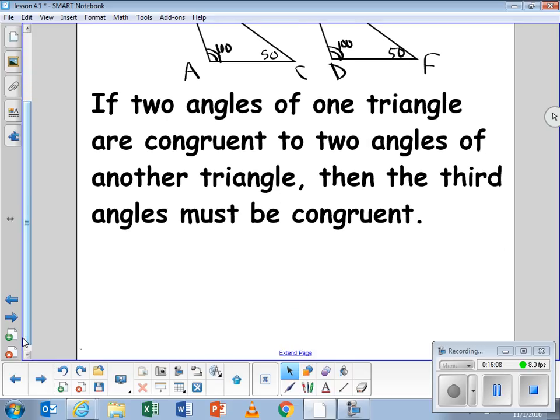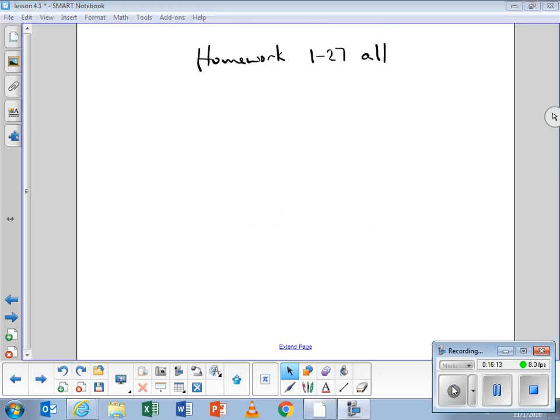Anybody not finished copying that down? Okay, let me pause this while you finish. Okay, here we go now. Your assignment today is 1 through 27 all on lesson 4.1. Okay? 1 through 27 all on lesson 4.1.